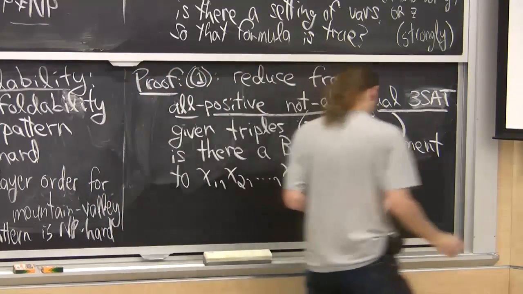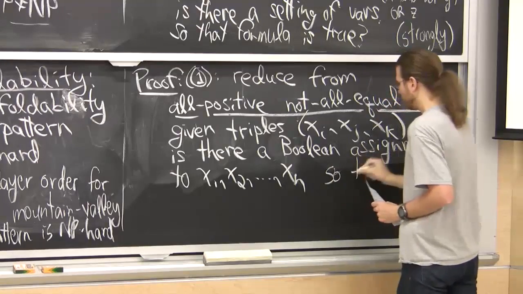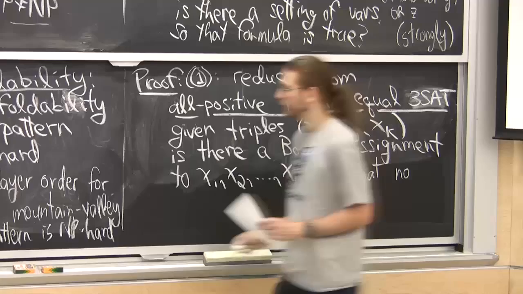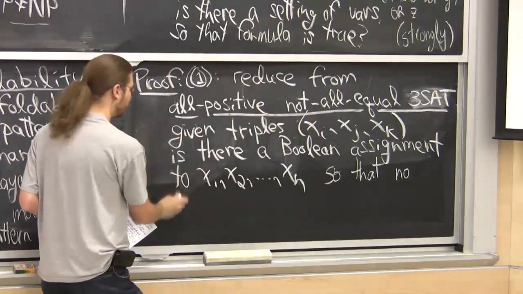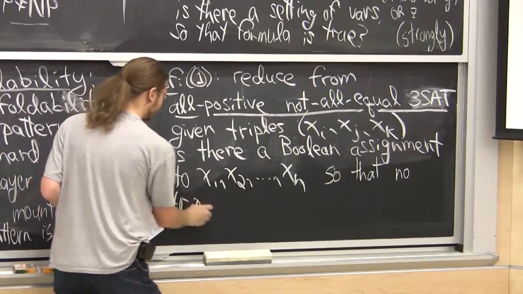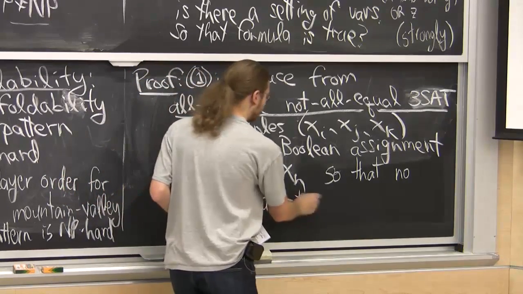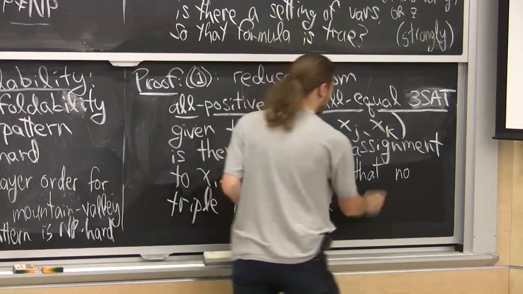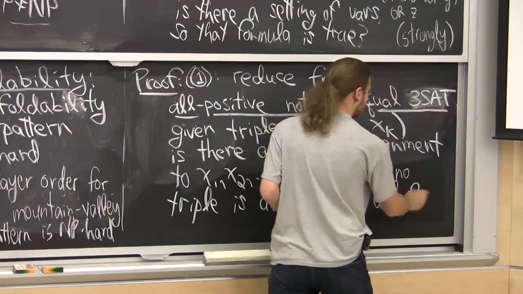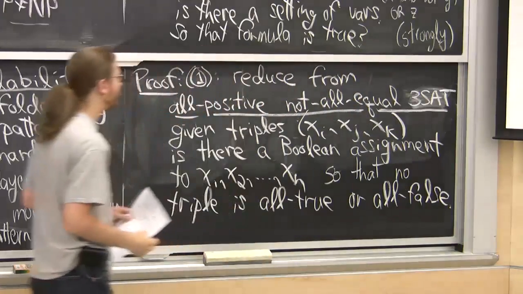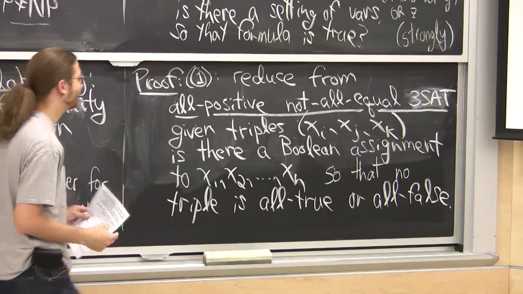Say there's n variables, so that no triple is all equal. No triple is all true or all false. Maybe we could call it the all state problem.